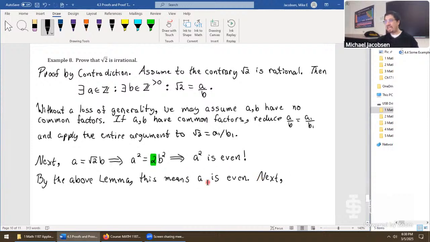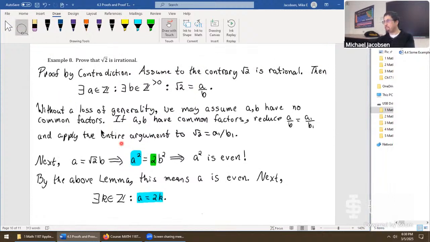Well, let's work with this. If a is even, that means, once again, there exists some integer k in Z such that a equals 2k. So we have now another big part of this, a equals 2k. Where can we throw that? Well, you could throw that right here. Just plug it in for a squared. So this equation right here, we can now reuse.